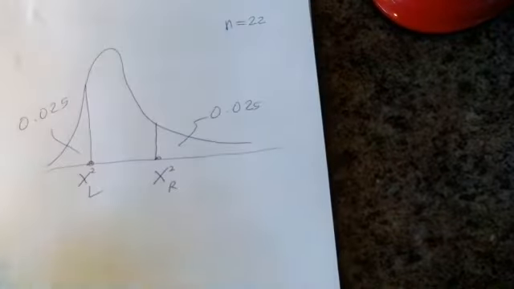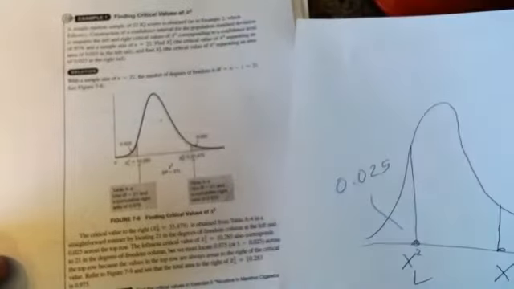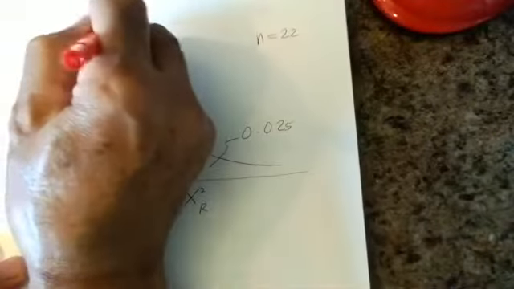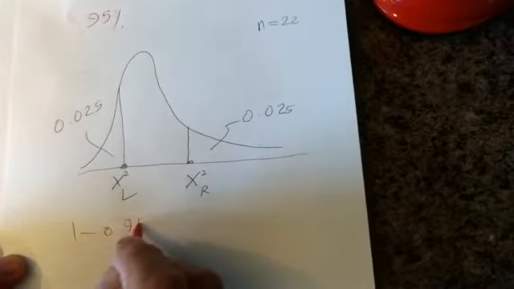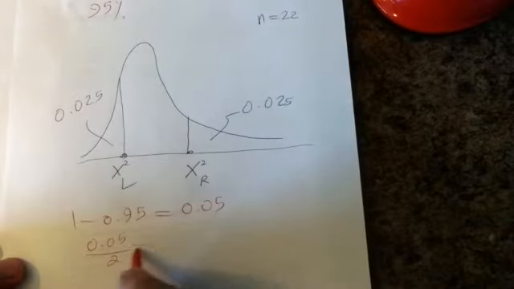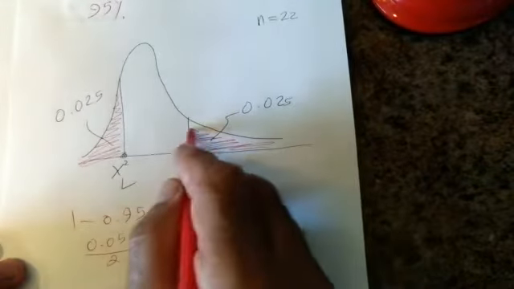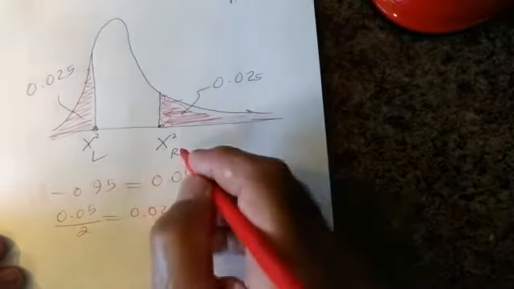Like for instance, let me just write here, n is 22. All right, so let's say you have this picture, and it was 95% confidence. So that means, again, we subtract 0.95 from 1, which is 0.05. This is the area of two tails. And when you divide by 2, the area of each tail is 0.025. So although they don't look equal in the picture, they are the same. Okay? So I want to calculate X2R.